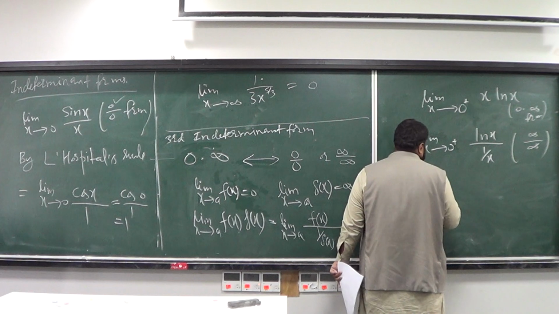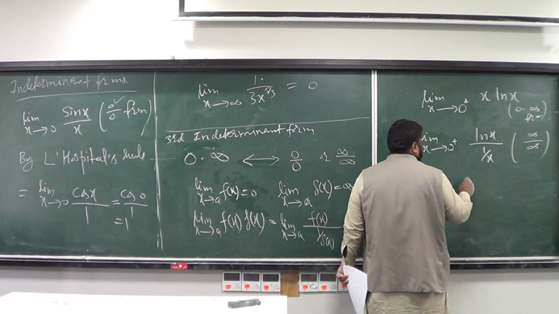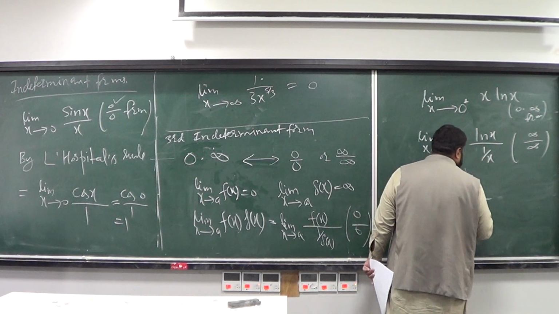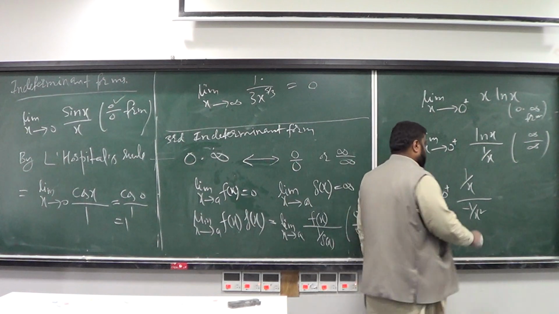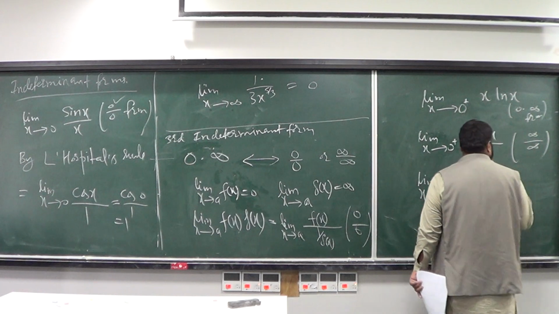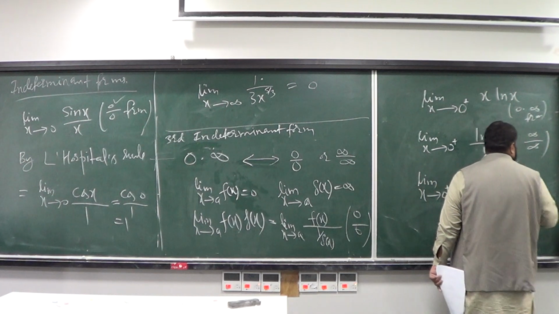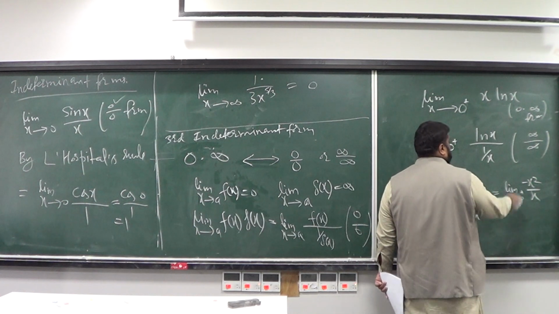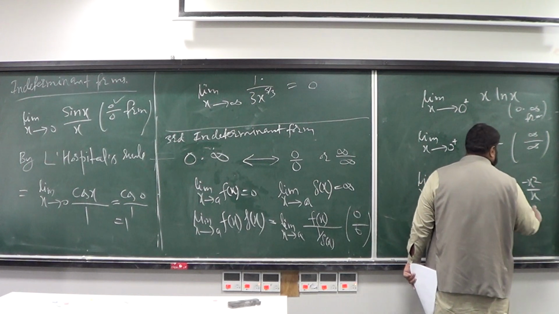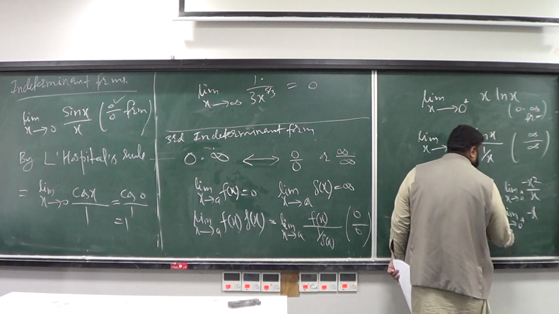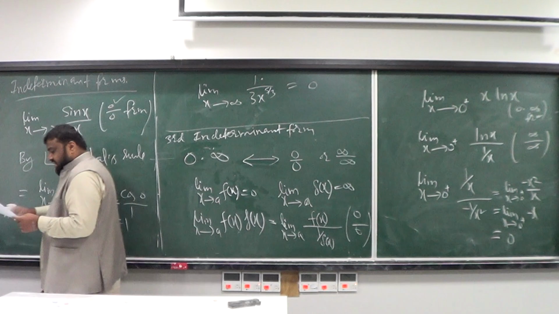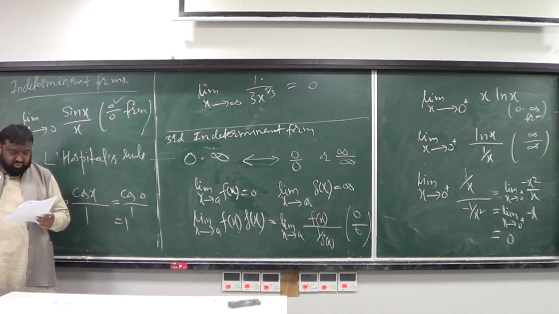The derivative of log x, as x goes to 0 plus, is going to be 1 over x, and the derivative of 1 over x is going to be minus 1 over x square. If you simplify this, it is limit x goes to 0 plus of minus x square upon x, which becomes limit x goes to 0 plus of minus x, and if you substitute the limit you get 0. So this limit is 0. So you have to change the denominator.